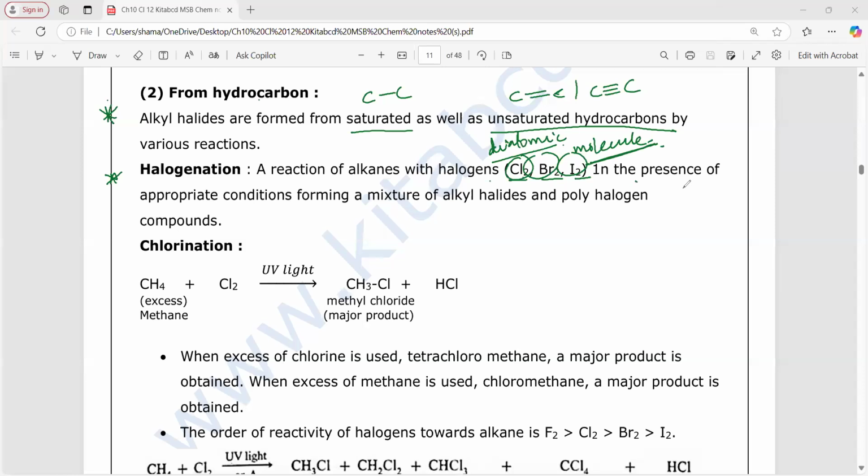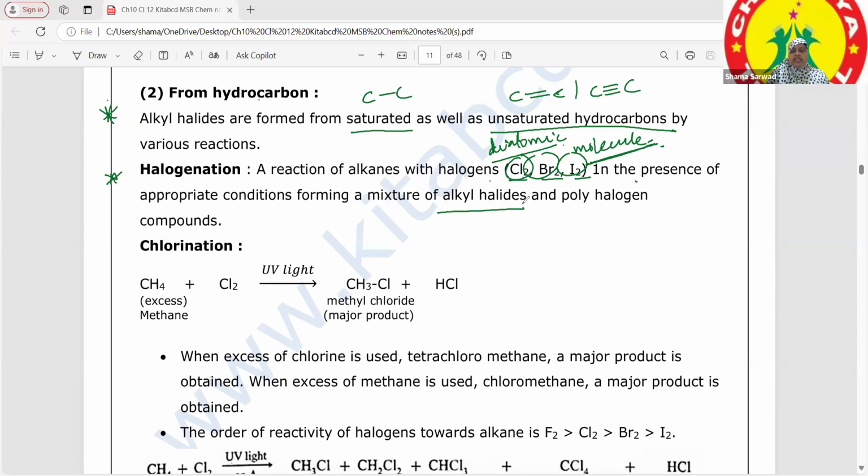In the presence of appropriate conditions, it forms an alkyl halide. We don't use fluorine. Fluorine is a highly electronegative halogen, and because of that it is highly reactive and corrosive in nature, so we avoid using it directly in halogenation. That is also mentioned below, and you will come to know why. And then polyhalogenation.